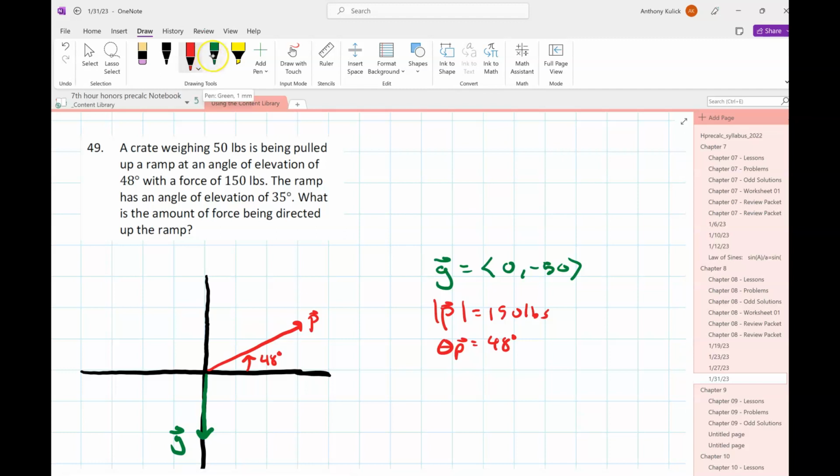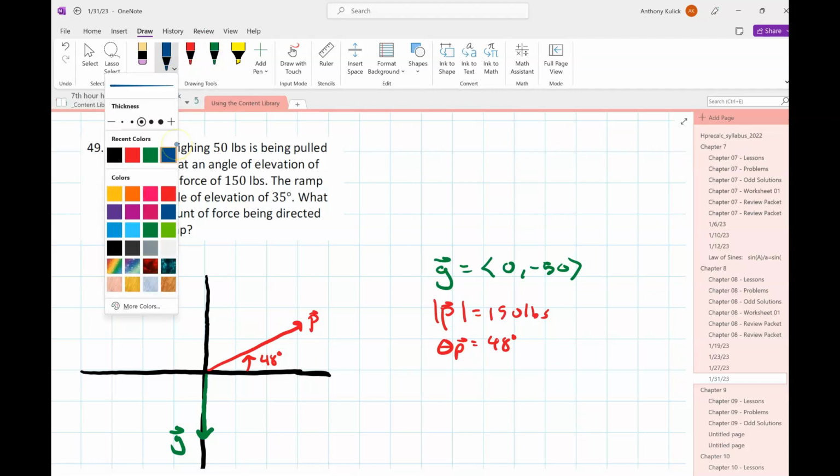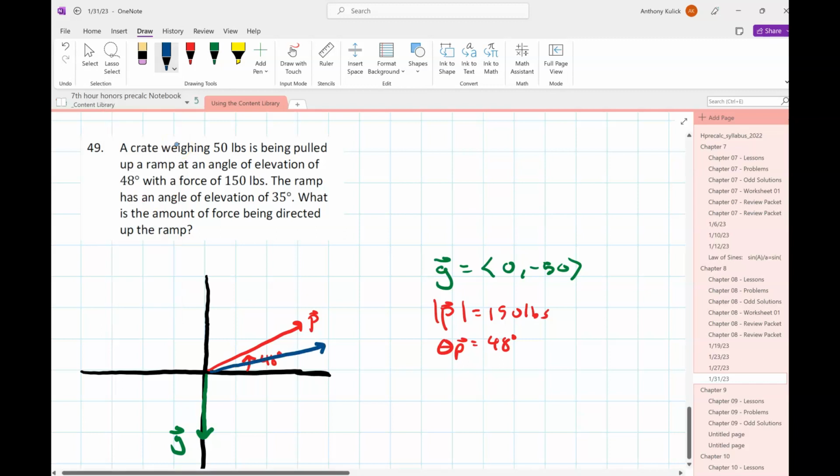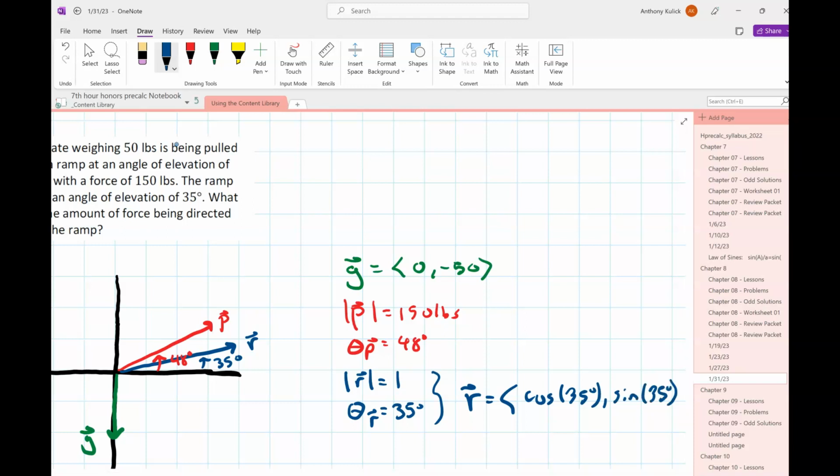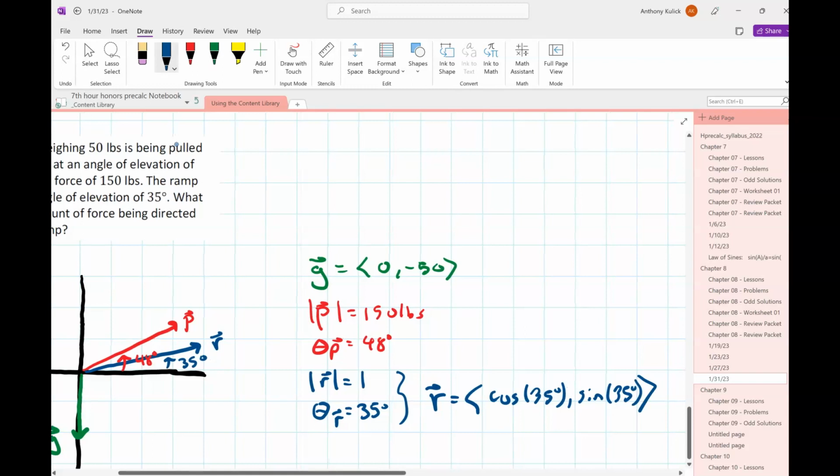And then we have some ramp. So the ramp I can resolve into a component form vector. And similarly, I can do the same thing for the pull.